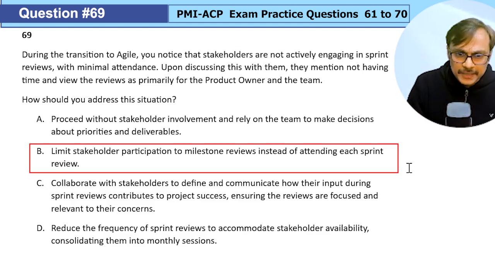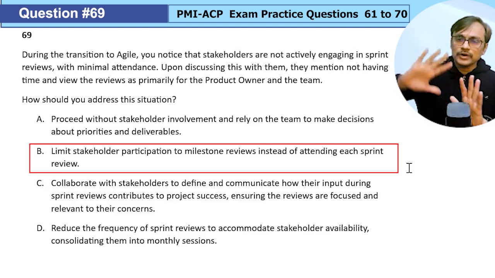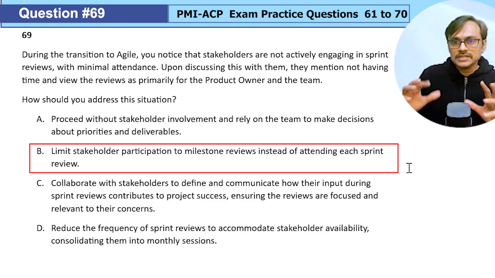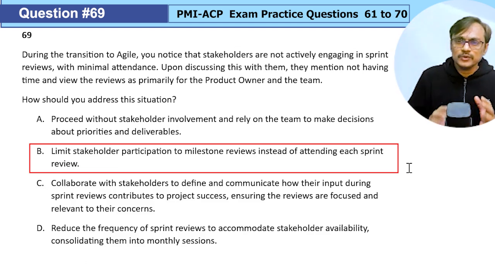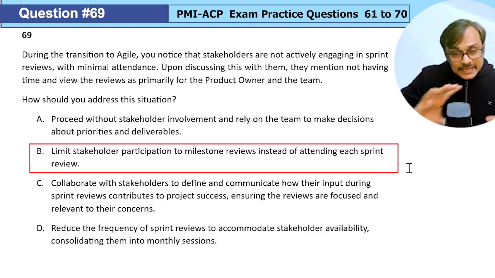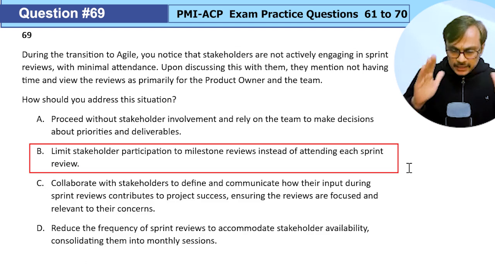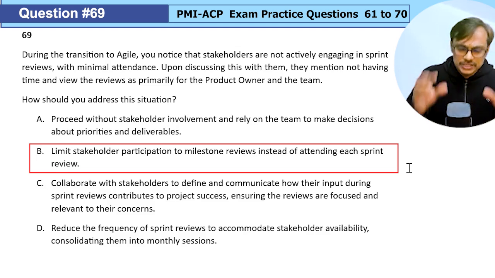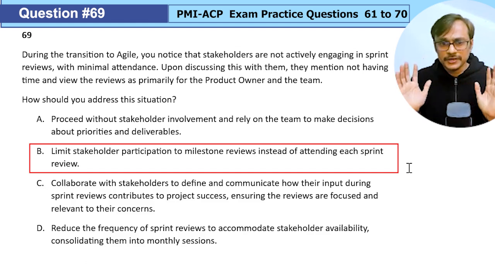Option B, limit stakeholder participation to milestone review instead of attending each sprint review. There is a possibility some stakeholder will only come at a milestone review. But in this context, the problem was people are not attending and you are saying it's okay, you can attend on a milestone review. What is happening is I'm delaying the feedback. In a general manner, each iteration review is the milestone which I am focusing on. A sprint review is the milestone which I am focusing on. So I want people to be part of sprint review only.